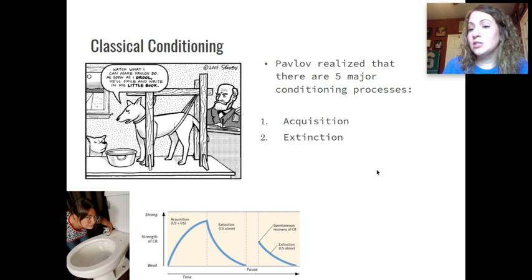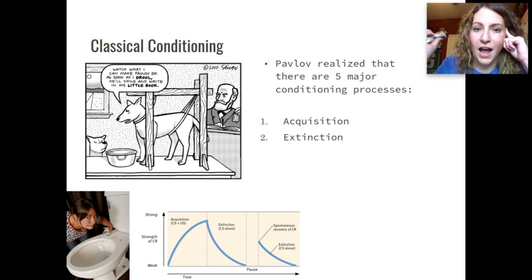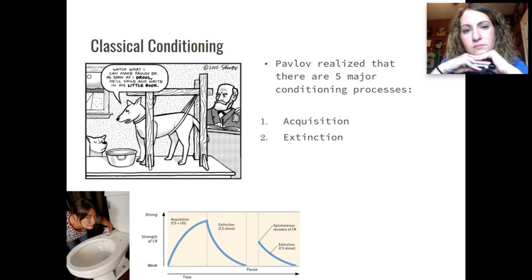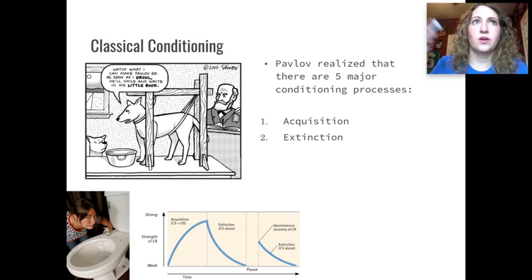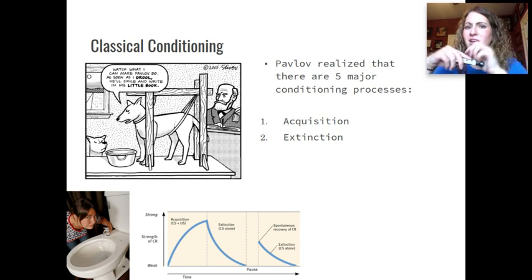Okay. Extinction is when, if you ring that bell over and over and over again to that poor dog and you never present them with food, eventually they're going to stop salivating to that bell because the bell was anticipation of the food. But if the food never comes, then the bell doesn't mean anything. And so eventually something disappears. You know what would disappear? You would stop salivating to the bell eventually.